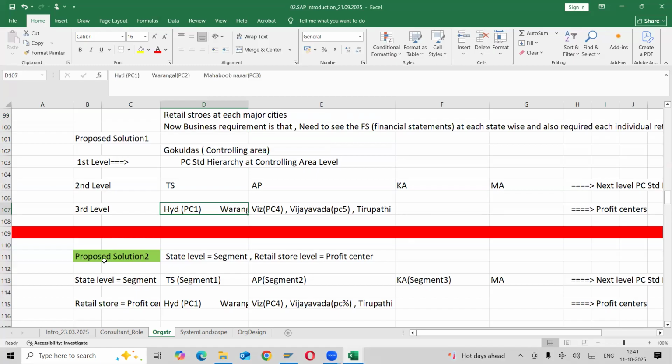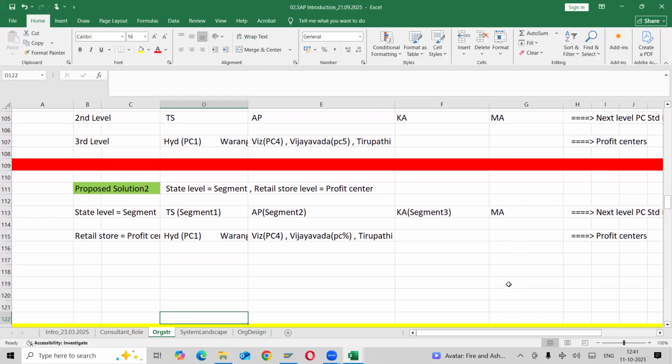Second option, what can we do? We can propose a second solution. At state level, we can give segments, and at retail store level, we can create a profit center. For example, at state level, I can create TS as one segment, AP as another segment, Karnataka as one segment, and Maharashtra as another segment. Next, I can create retail stores, nothing but city-wise: profit center 1, profit center 2 of Warangal, Mahbubnagar profit center 3, Vizag profit center 4, Vijayawada profit center 5, Tirupati profit center 6, like that. Karnataka segment, Maharashtra segment 4. Like this we can propose.